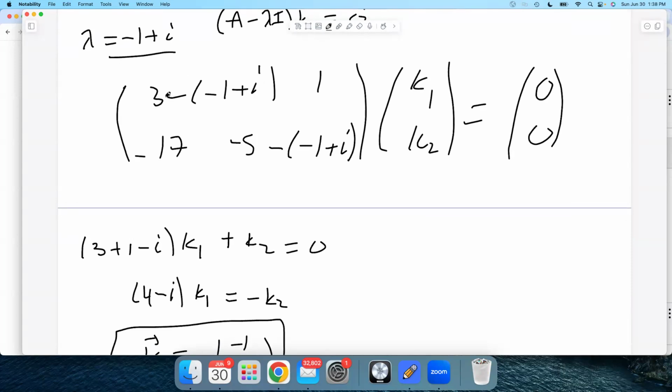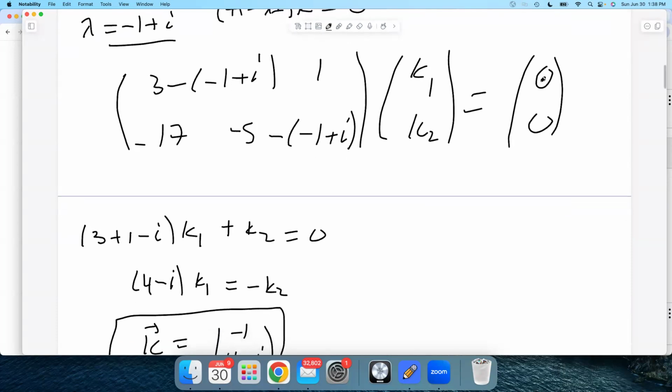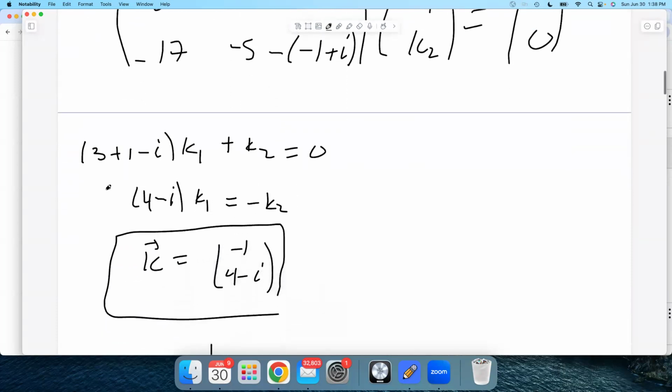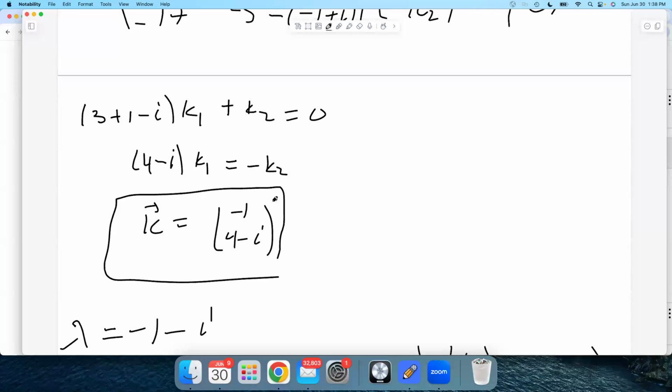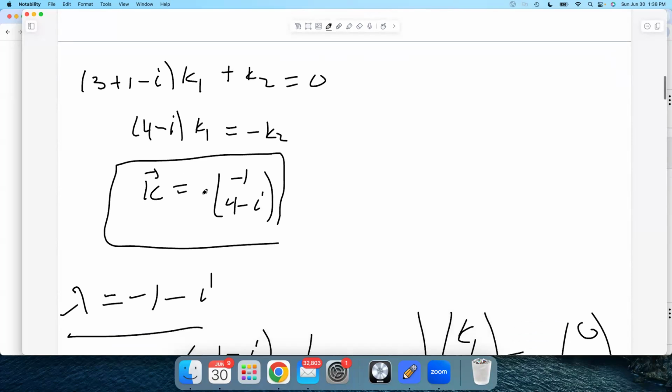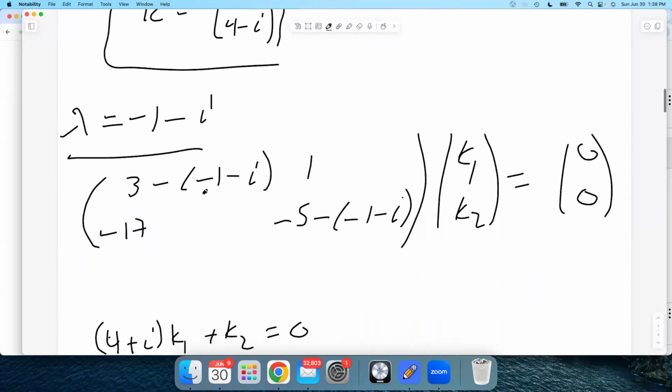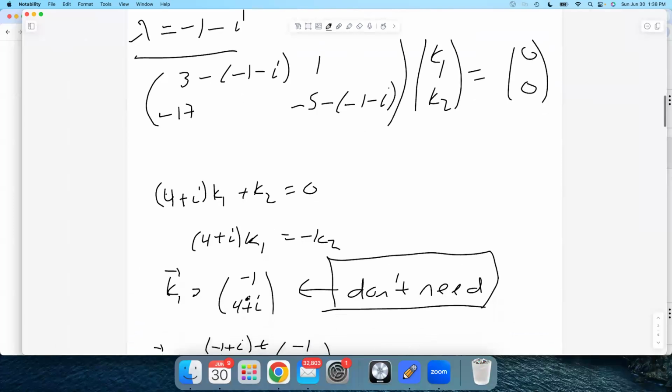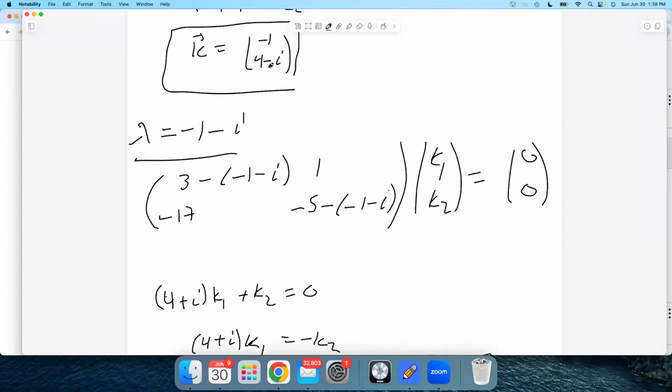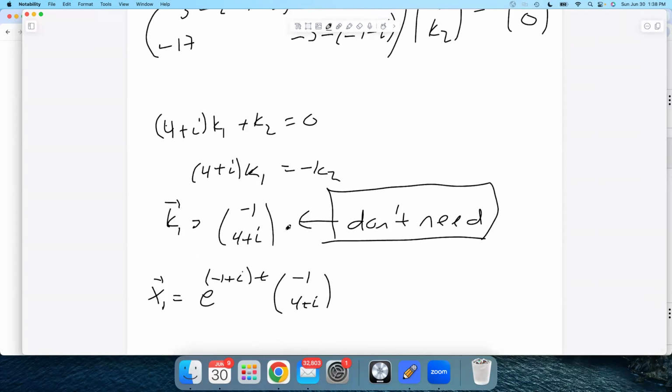Okay, so we're going to take this times K1, 1 times K2, and that should just equal 0. Okay, so we'll add like terms here. We get 4 minus i times K1, move the K2 over. And now I like the swap coefficients method. Make this one -1, make this one 4 minus i. Okay, so we've got that eigenvector. And for fun, I went ahead and found the other eigenvector, which looks just like this one, but we get a plus here. But we don't need it. We're never going to use this.